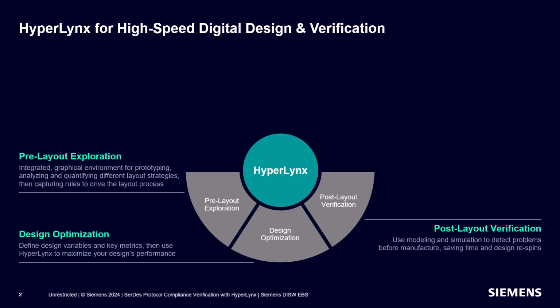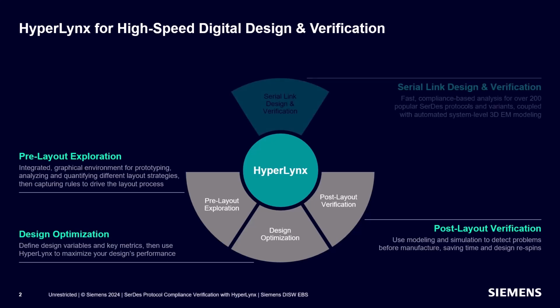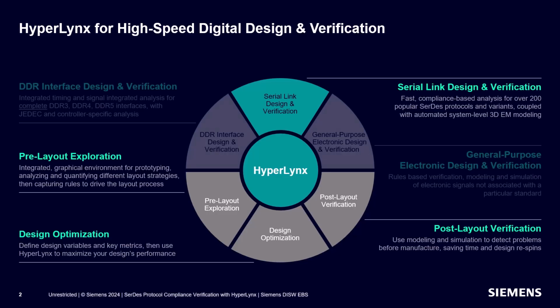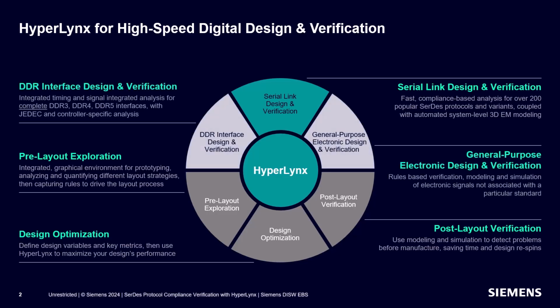There are two main design application areas for hyperlinks: serial link design and verification, which we're talking about here, DDR interface design and verification, and general purpose signal and power integrity, which overlap with some of the capabilities we'll discuss here.